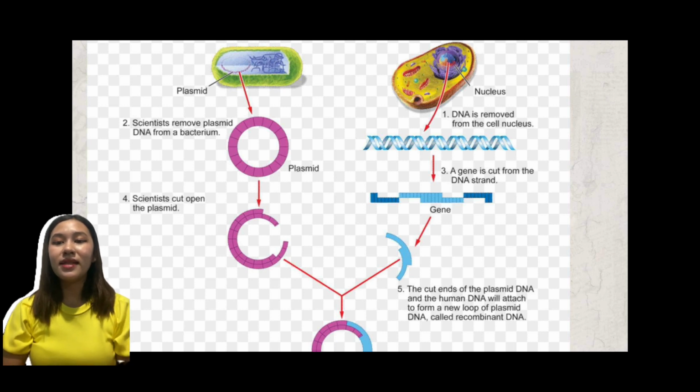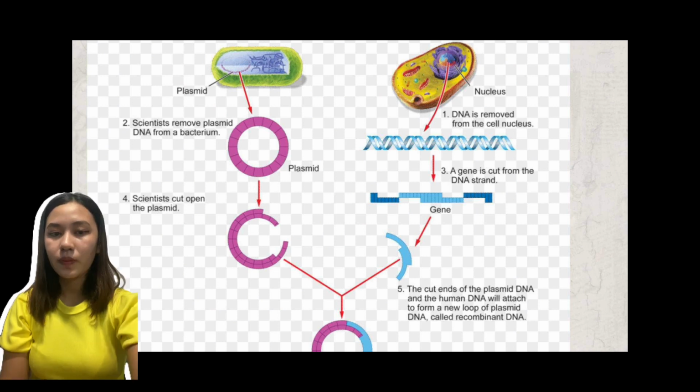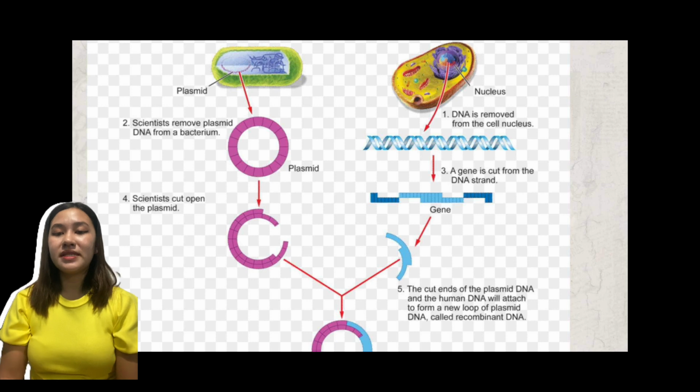So, the cut ends of the gene and the plasmid DNA are then joined together. It's like putting puzzle pieces together. So, kani nga DNA, maghimo siya bag-o nga loop of DNA o gitawag siya recombinant DNA. So, the gene becomes a part of the plasmid. So, by following these steps, scientists can create a modified DNA molecule that contains the desired gene.